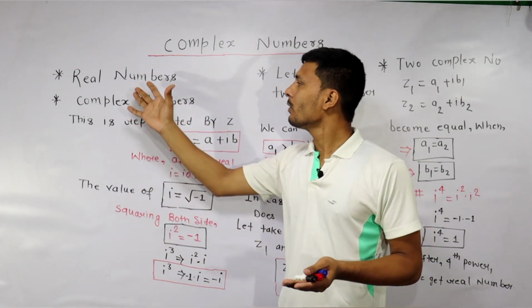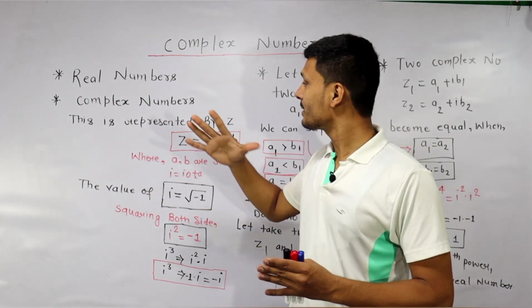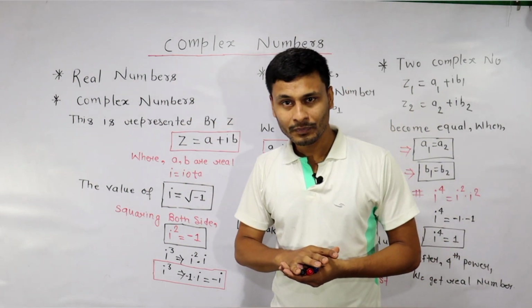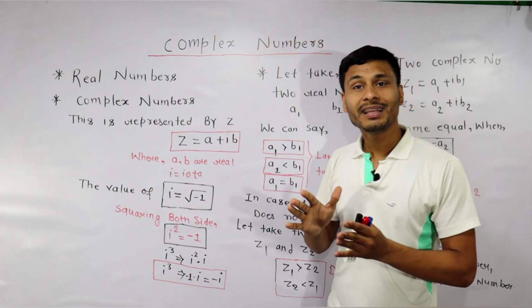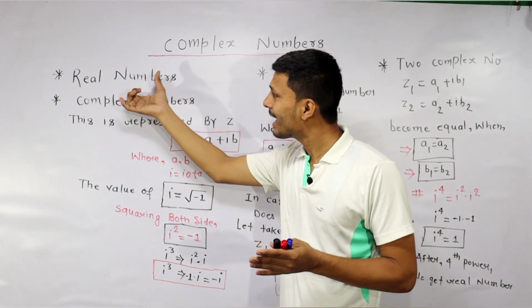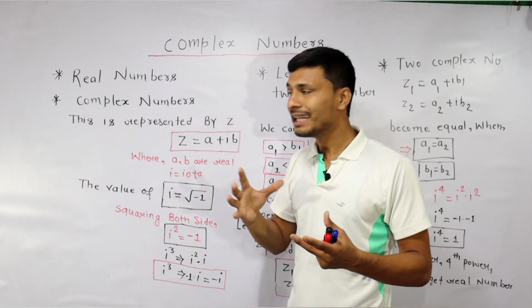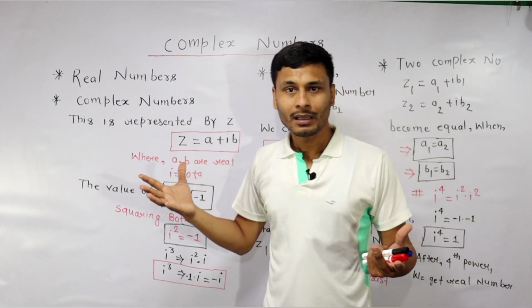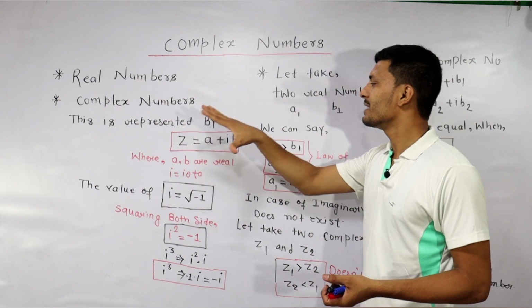But when we move out from this real number, something exists which is even bigger than real number, that is called complex number. In Hindi we can say that complex number is real number ka baap. Yes or no? That's in our notes, complex number is represented by Z.